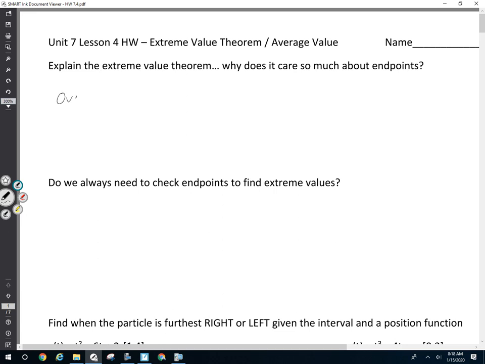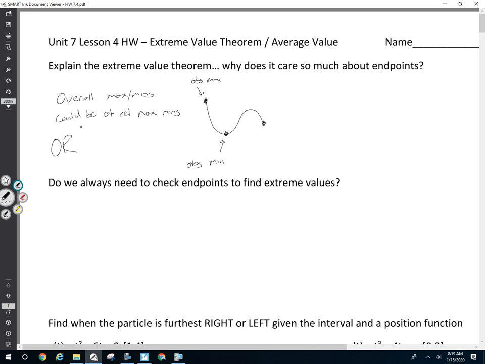So overall maxes could be at locations of relative maxes or mins. So let's say I have a function like this. So this location could be at relative max mins. If we're talking about a function starting here, ending here, this would be the location of the min, overall min, the absolute min. But this endpoint is the location of the absolute max.